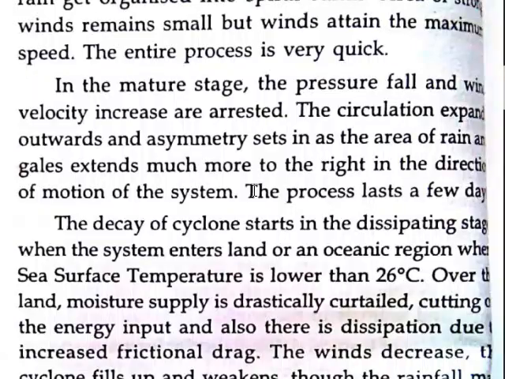In the mature stage, the pressure fall and wind velocity increase are arrested, and the circulation expands outwards. Asymmetry sets in as the area of rain and gales extends much more to the right of the direction of motion of the system. The process lasts a few days.